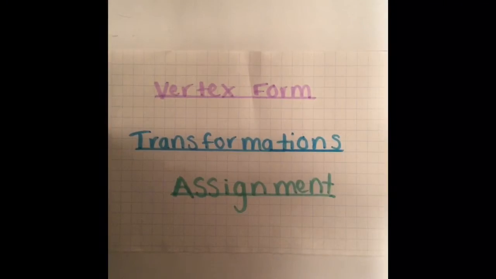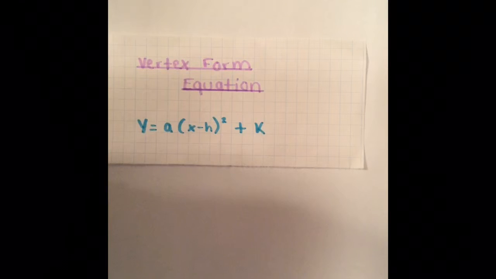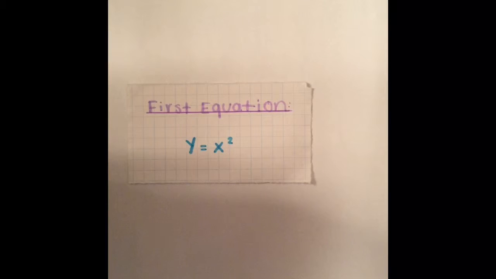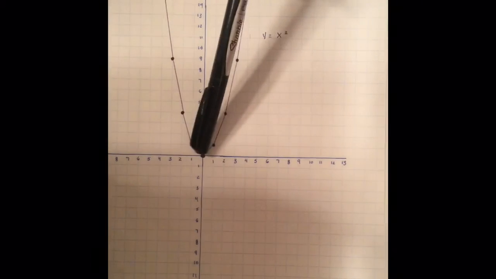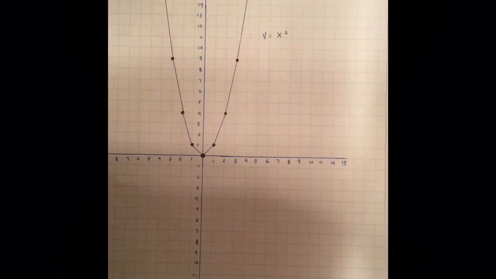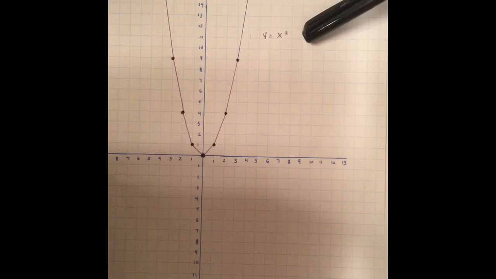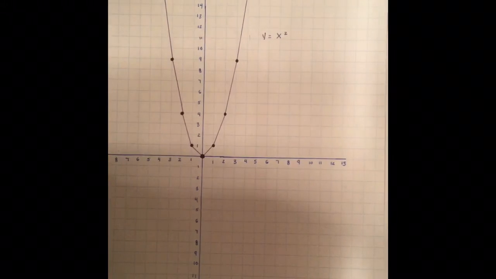Vertex form transformations. To review, the equation for vertex form is y equals a(x minus h) squared plus k. For the first example, the equation is y equals x squared. For this equation, the vertex is (0, 0), and the graph opens up because it is positive. To graph this equation, you start by plotting the vertex, which in this case is (0, 0). Then, because the equation is y equals x squared, the first point would be to the right 1 and up 1, because 1 to the power of 2 is 1.